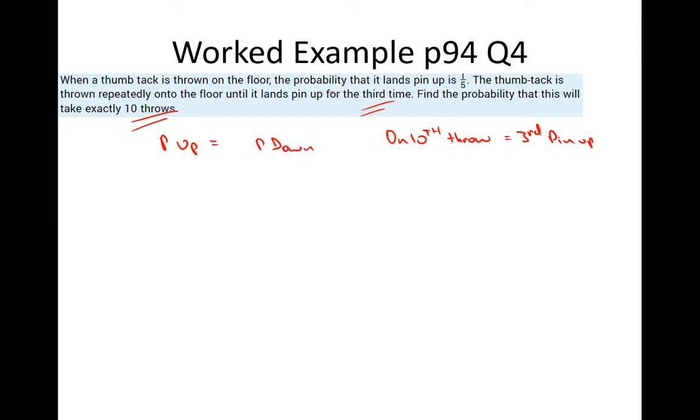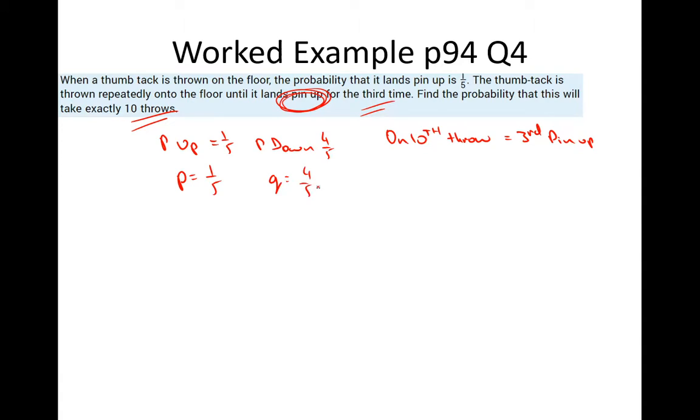Okay, the probability of a pin up is a 5th, so therefore the probability of pin down is 4 over 5. Okay, now find the probability that this will take 10 throws. What will take 10 throws? The pin up for the 3rd time. So therefore pin up is going to be my success criteria. So P is equal to a 5th and Q is 4 over 5.